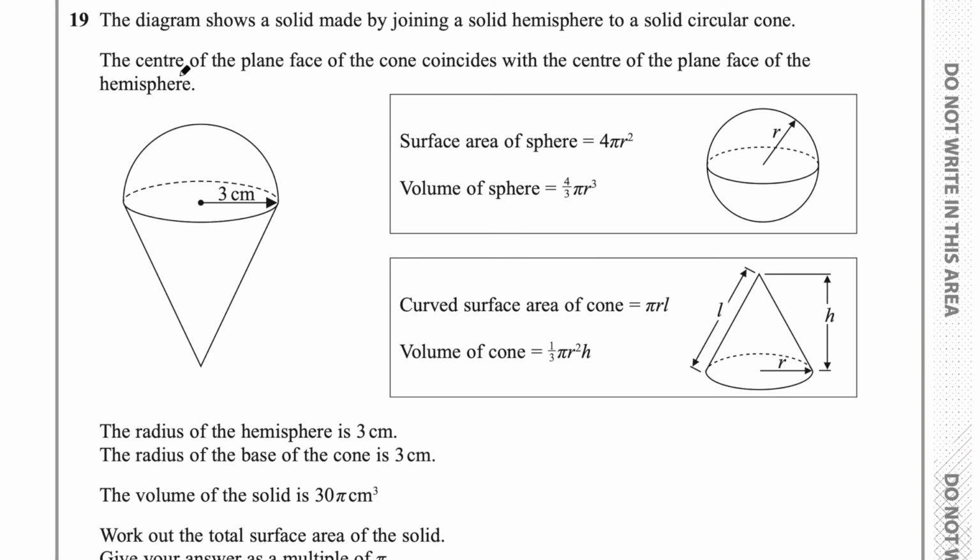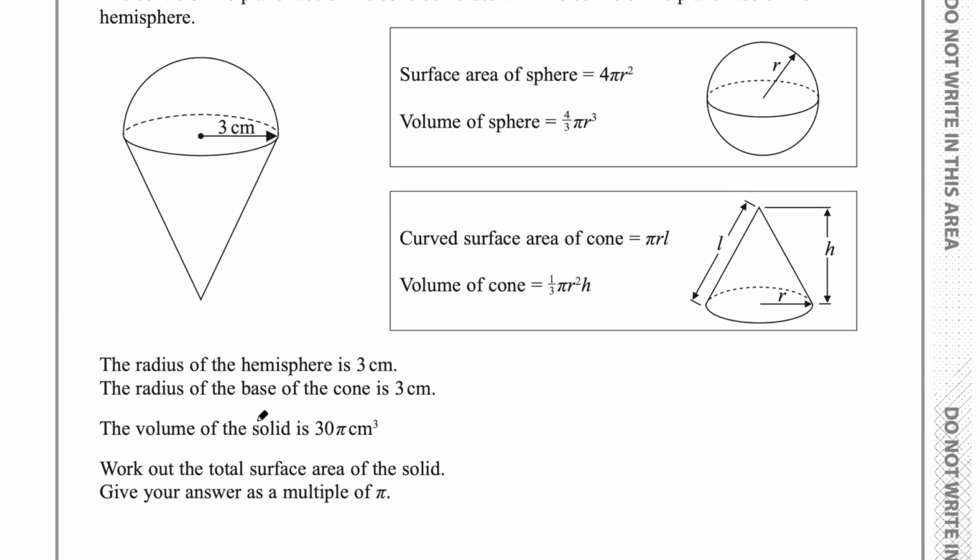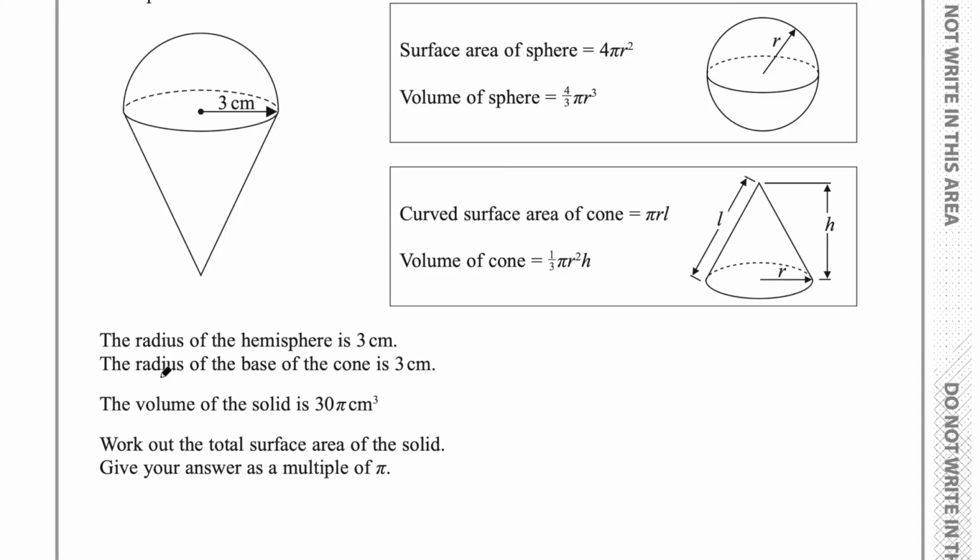Question 19 says the diagram shows a solid made by joining a solid hemisphere to a solid circular cone. The center of the plane face of the cone coincides with the center of the plane face of the hemisphere. The radius of the hemisphere is 3 centimeters. The radius of the base of the cone is 3 centimeters. The volume of the solid is 30 pi centimeters cubed. Work out the total surface area of the solid. Give your answer as a multiple of pi.